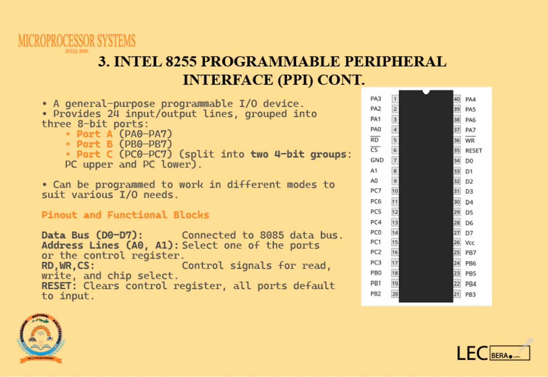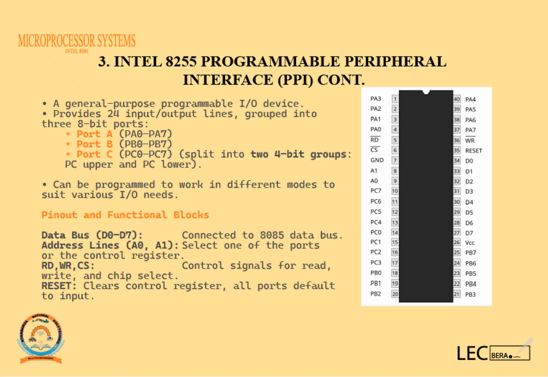So, pinout and functional blocks. We have the data bus, which we are going to use to exchange data between the 8255 and 8085, D0 to D7, a total of what? 8 bits. This one is connected to the 8085 data bus. And then we have the address lines, only two address lines, that is A0 and A1. They select one of the ports or the control register. Then we have RD, WR and CS. These are read, write and chip select.